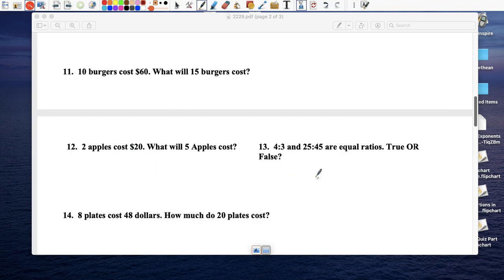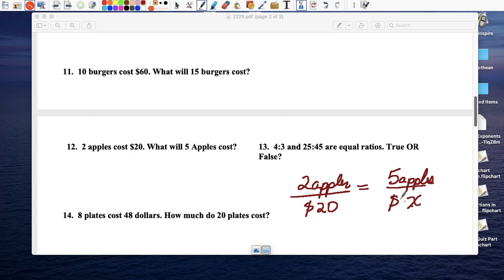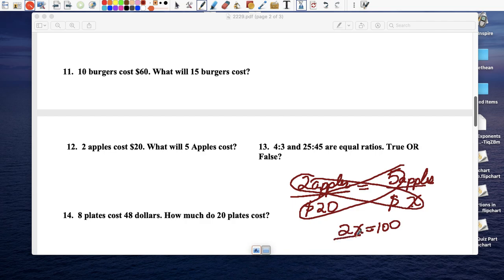2 apples cost $20. That's one expensive apple. 5 apples, how much? Right, so this one will definitely cross multiply. X times 2 is 2x. 20 times 5 is 100. Divide by 2, x equals 50.